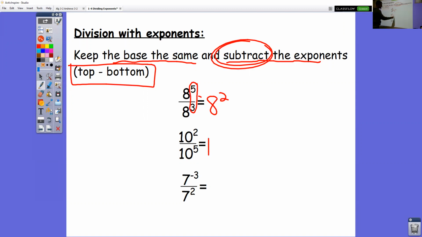Here, we're going to keep the 10 the same. We're going to subtract our exponents. Now remember, you're doing the top exponent minus the bottom. 2 minus 5 is negative 3. You are going to have some negative exponents. In the third one, we're going to keep the 7 the same. Negative 3 minus 2 is negative 5.